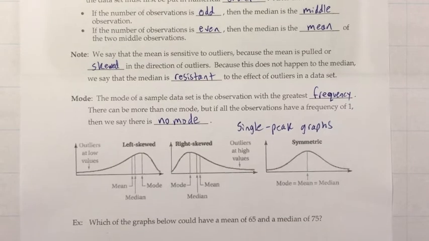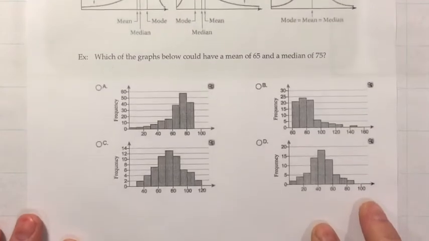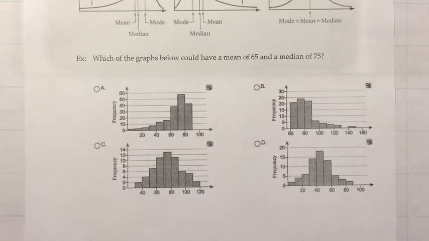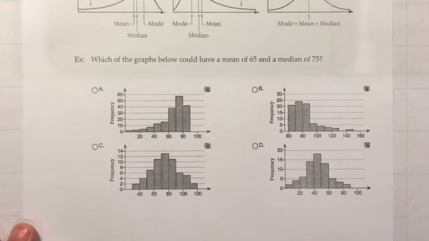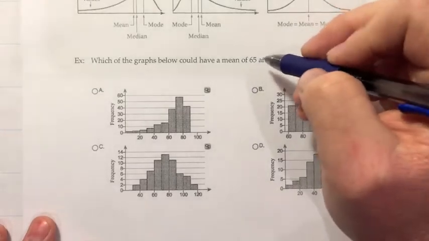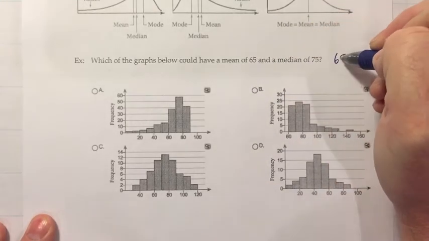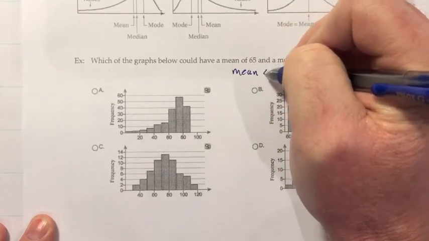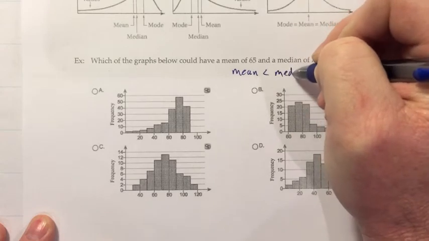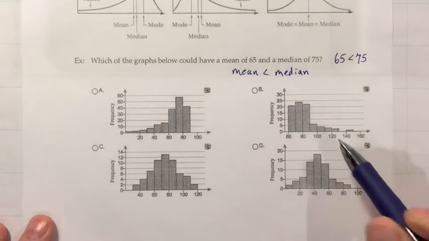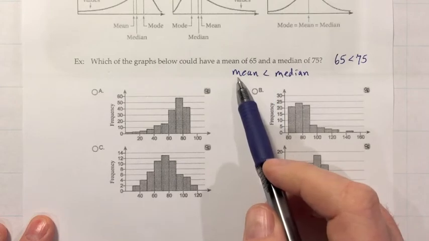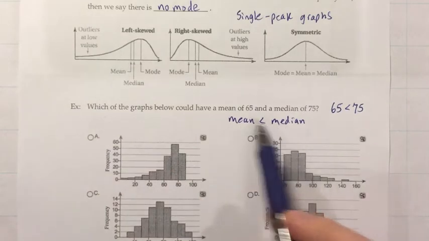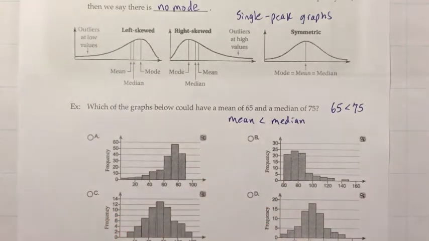So let's see if we can try and sort some of that out with this example below. Which of the graphs below could have a mean of 65 and a median of 75? So let's see, 65 is less than 75. So what we have here is the mean is less than the median. If it was symmetric, they would be the same, but the mean has been pulled to the left because it's smaller. So that means that we must have this left skewed situation, if the mean is to the left of the median, or if the mean is smaller than the median.